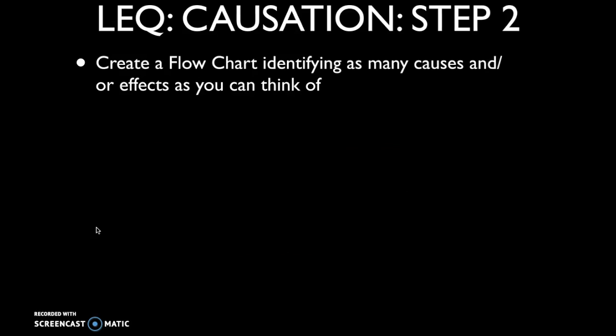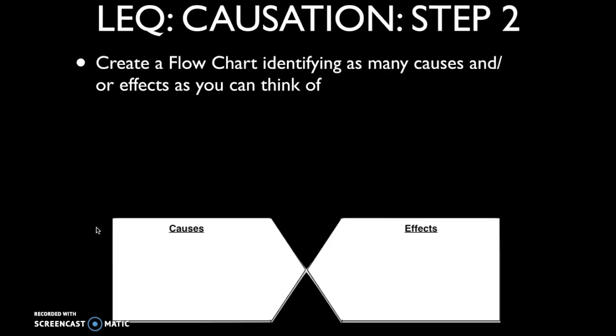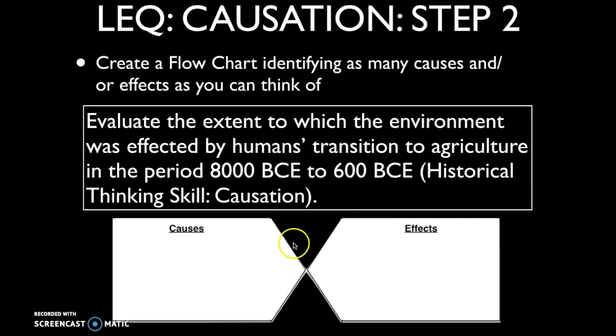So once you've really broken down that prompt, the next step is to start to create a flowchart and try and identify in a causation essay as many causes or effects as you can think of. So here we have our event, and then depending on what they're asking for, and again, they could be asking for causes and effects, in which case you have to address both. But let's just say they ask for, like this one, the effects. So you're going to then fill out the effects side of your flowchart by trying to identify as many, in this case, environmental effects that came about as a result of the transition to agriculture.